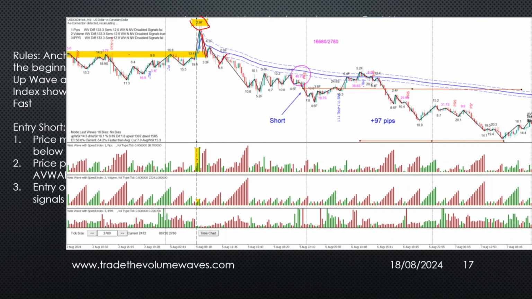So we got the pullback here, but no signal, so no entry here, all right? Then we got another pullback here, but no signal, so no entry. So our signal comes here. So this is where I enter short, okay? Now, if I had my stop just above VWAP, it would have been hit here, but usually I put it a bit higher. So this short signal, if I was to not get hit, it will go down to 97 pips. Actually, it went down close to 150 pips. All right.